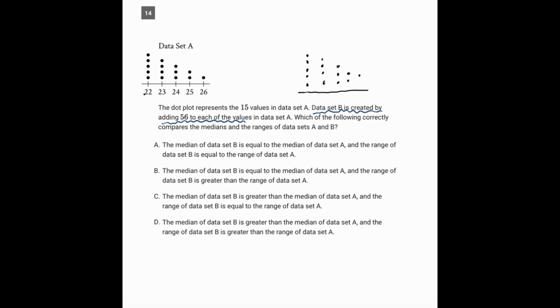So 22 plus 56 is 78. And from there, we're going up by 1. So 79, 80, 81, and 82. Just make it a little neater there. 80, 81, and 82.